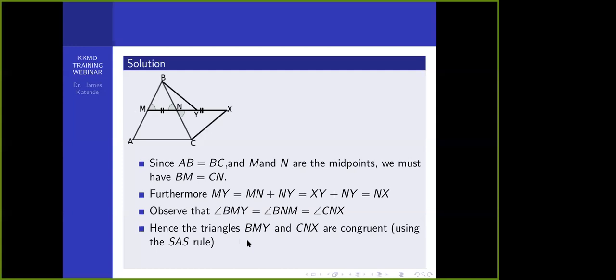By now you must be able to guess what the next step will be. If they are congruent, then it leaves you no option but to conclude that BY must be equal to CX, because that's the only side we haven't looked at. The other side, MY, is equal to XN, so that is covered. Then we have BM equal to CN, so that is covered. So the only sides remaining are CX and BY, and since the two triangles are congruent, those two sides must be equal.